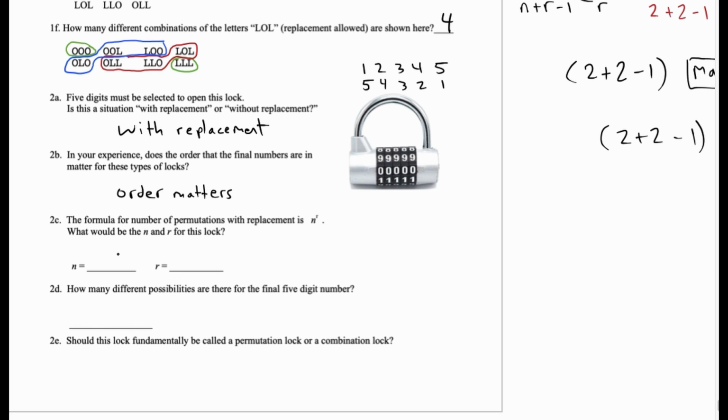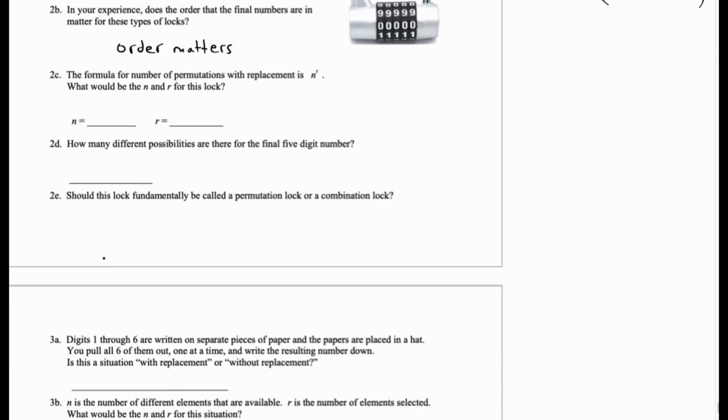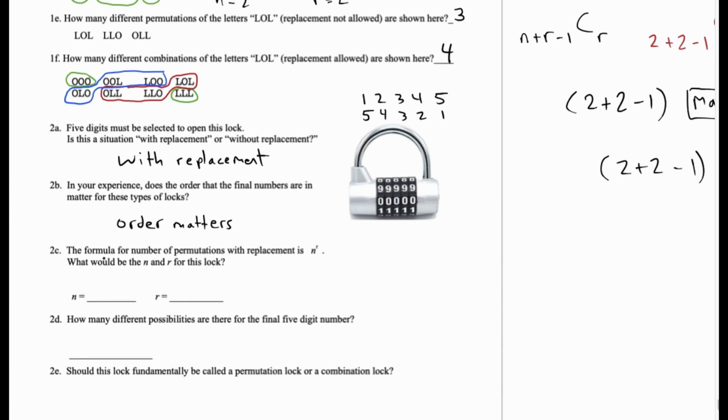Now, we should come up with an N and an R. What is the N and what is the R? N is the number of objects being chosen from. So N is 10, actually. It's the digits 0 through 9. Those are the objects that you're choosing from. And then R is what? Yeah, 5, good. Because you're going to pick 5 different ones.